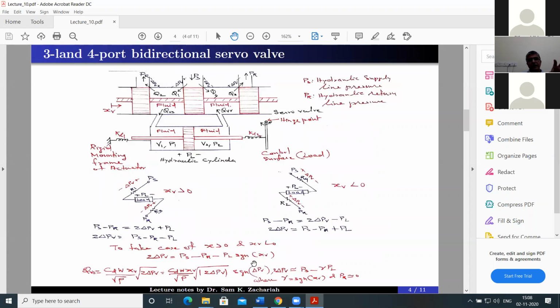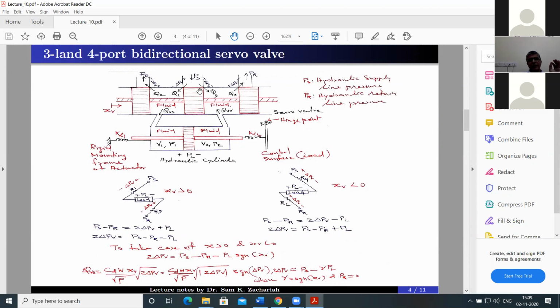Now that can be configured into a 4-port spool valve, which is controlled by 3 lands. All the 3 lands are connected on a single rod. That's why it's called a 3-land 4-port bidirectional valve. Now comes the name servo valve, a hydraulic valve which is used for servo application. Definitely servo application requires bidirectional flow, and that's why the special name is given to the spool valve. First let us assume that the openings are very critically adjusted.